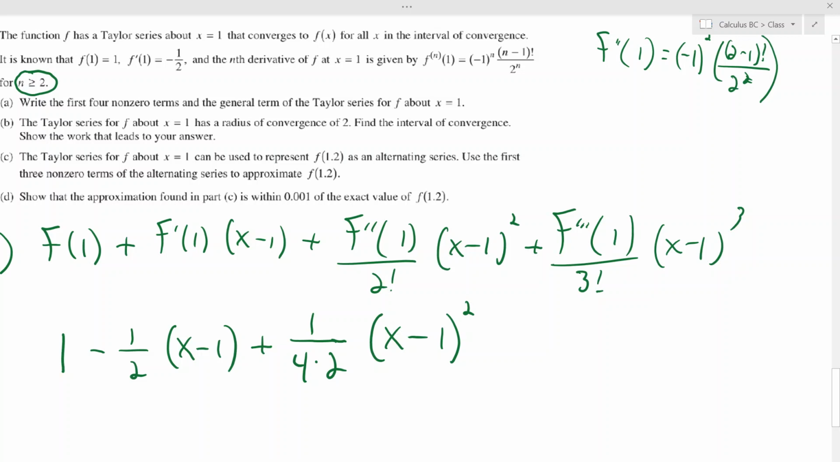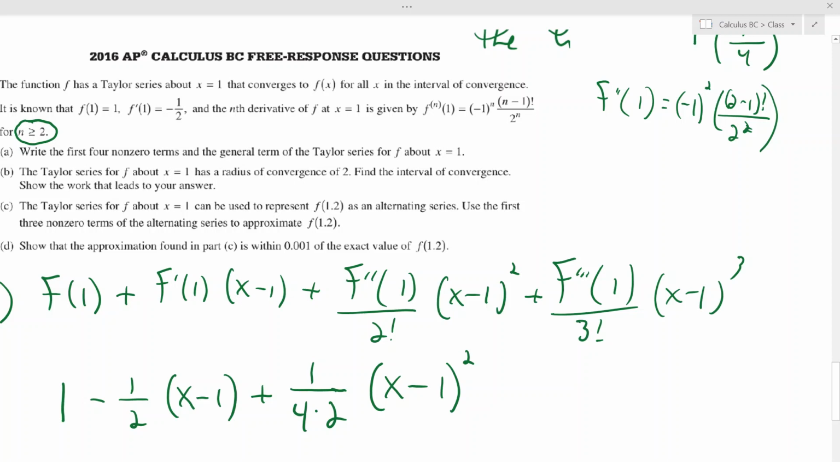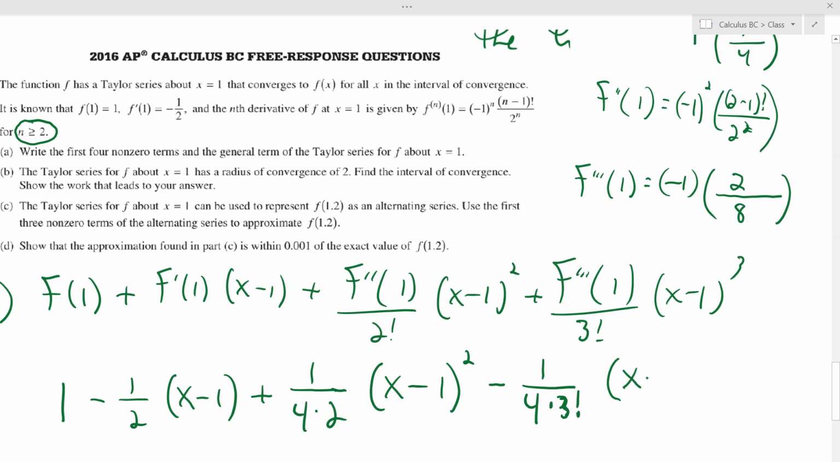They want 4, and they want the general term as well. So we got to find the third derivative now. And the third derivative at 1 is -1 cubed. Well, that's just -1, right? Times 3 minus 1 is 2. And 2 factorial is just 2. Over 2 cubed is 8. So that's -1/4. You still have that 3 factorial down here. Okay? X minus 1 cubed.